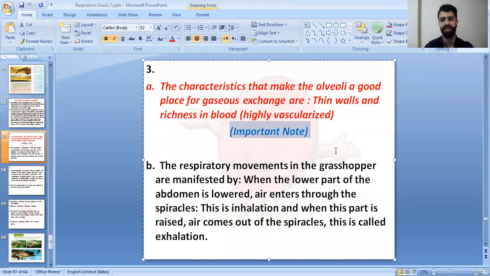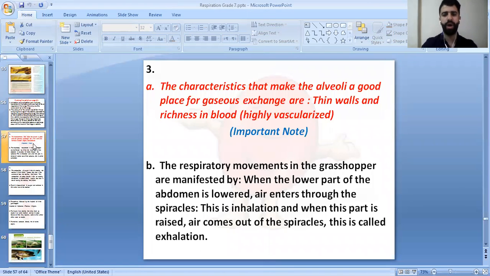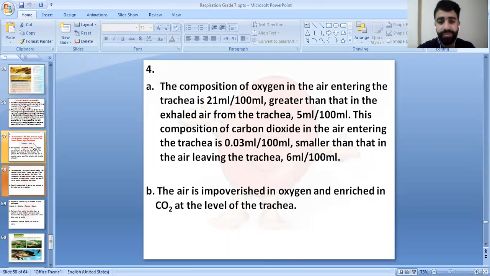Pay attention to this. Respiratory movements of the grasshopper: how are they manifested? You have to know that when the lower part of the abdomen is lowered, air enters through the spiracles. We call this inhalation. When the lower part is raised, the air comes out of the spiracles, and we call this exhalation. So, the composition of the air entering and leaving the trachea.